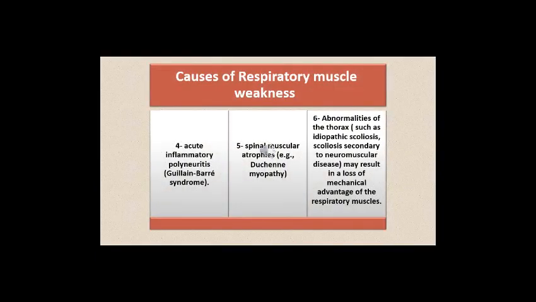نكمل causes بتاع respiratory muscle weakness. عندنا برضو acute inflammatory polyneuritis زي جليان باري، ممكن spinal muscle atrophies زي الدوشان، وممكن برضو نتكلم عن abnormalities of the thorax such as idiopathic scoliosis or scoliosis due to secondary neuromuscular disease, which results in the loss of mechanical advantage of the muscles.